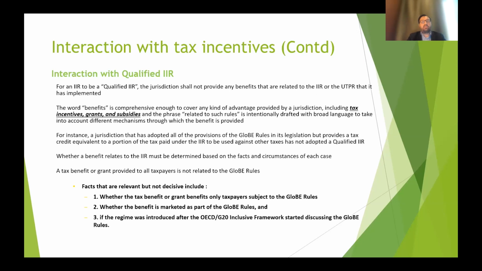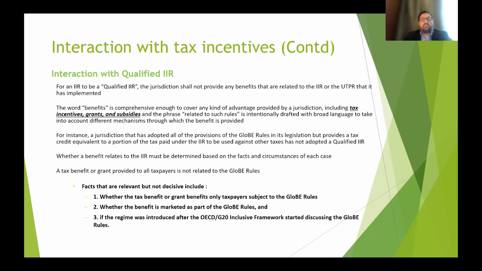And so it's clear what the GLOBE rules really seek to achieve is to eliminate tax competition through the introduction of a minimum tax, and hence reduce the impact of tax as a deciding factor of where a multinational invests. And that's clearly an efficiency driver, and doesn't consider vertical equity in its construction.